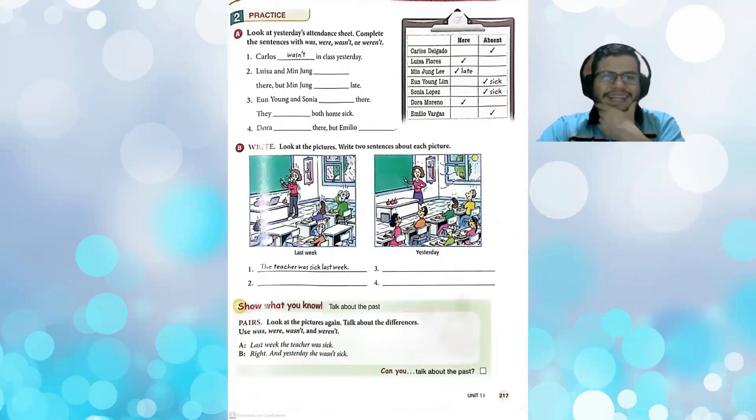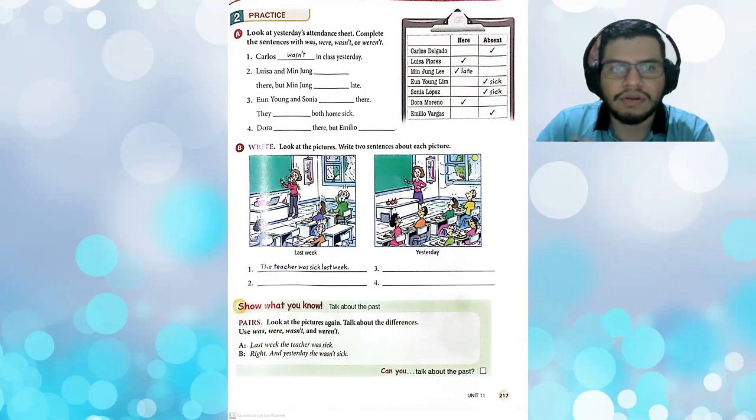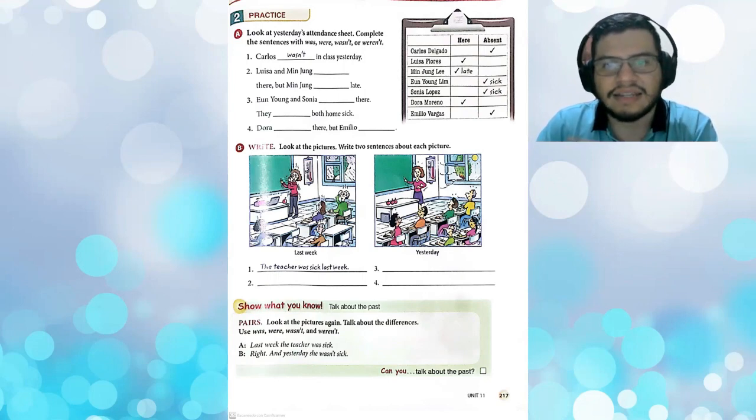Look at yesterday's attendance sheet. Complete the sentences with was, were, wasn't, or weren't. For example, number 1, Carlos wasn't in class yesterday. Look at this, Carlos wasn't in class yesterday because he is absent.